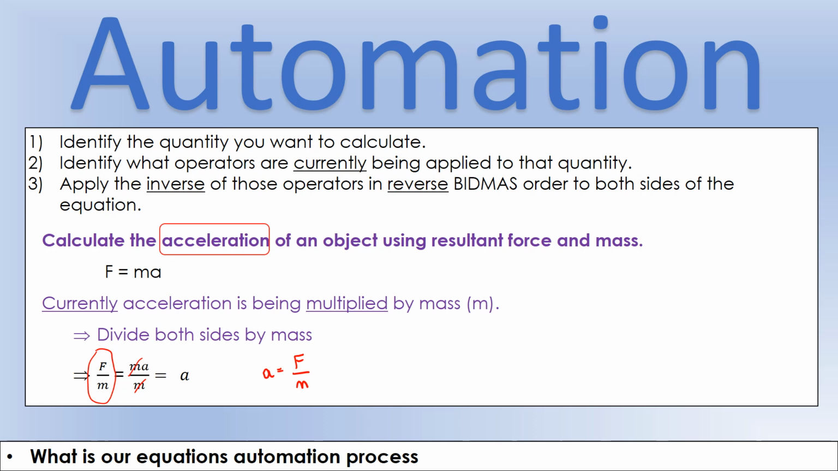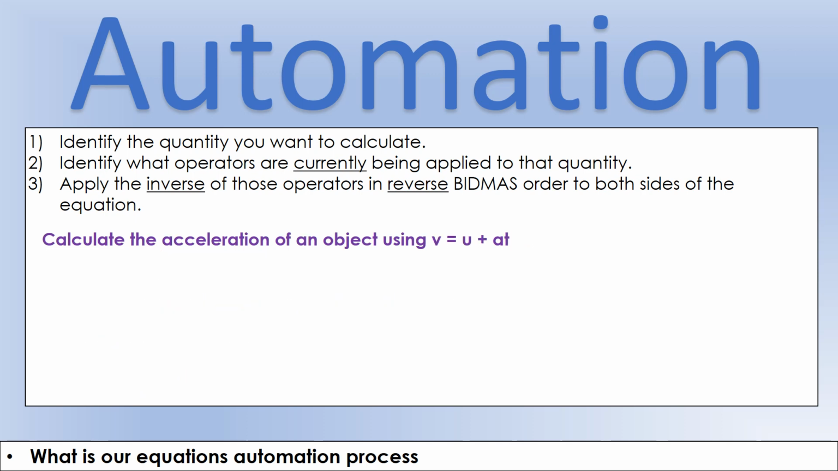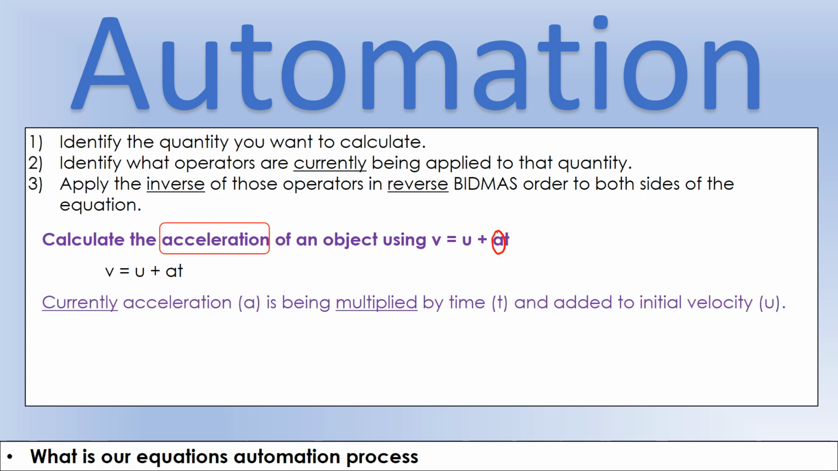So this one was easy because we only had one operator, so we didn't need to worry about the order in which we did things, right? Because we only had one thing happening. Let's actually see where the order is important. We want to calculate the acceleration of an object using v equals u plus at. So the quantity we want to calculate, well, it's acceleration. So you can see in our equation that it's here. What is currently being applied to that quantity? Well, currently the acceleration is being multiplied by time and it's being added to the initial velocity.